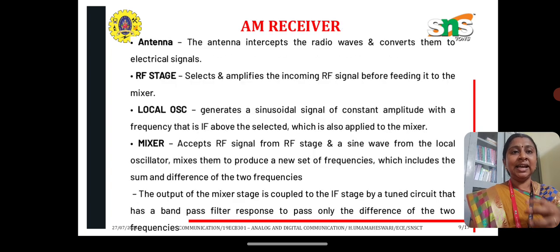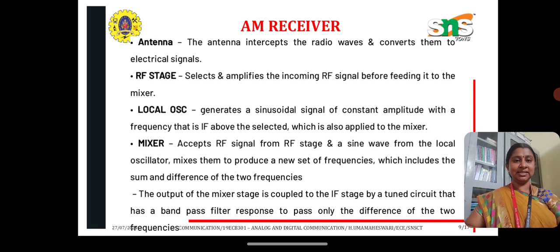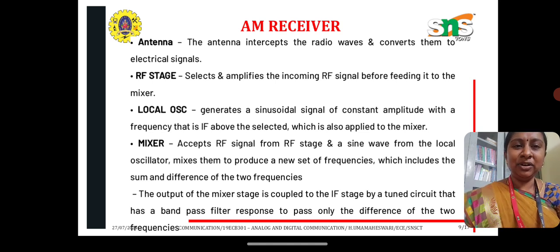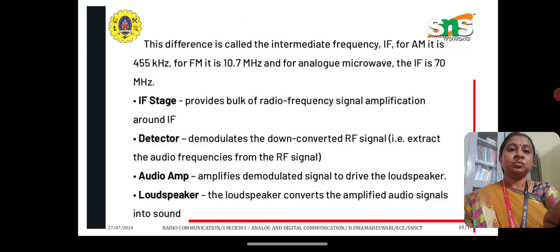In the AM receiver, the antenna intercepts those radio waves and converts them to electrical signals. From there, the local oscillator generates a sinusoidal signal of constant amplitude with a frequency that is IF above the selected frequency. The mixer accepts the RF signal from the RF stage and a sine wave from the local oscillator. It mixes them to produce a new set of frequencies, which includes the sum and the difference of the two frequencies.